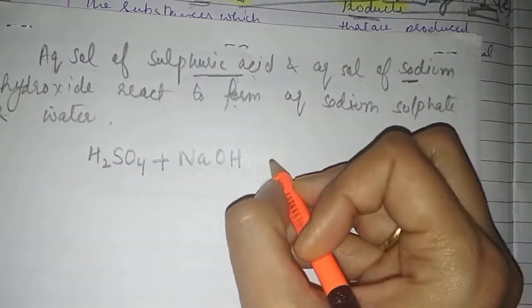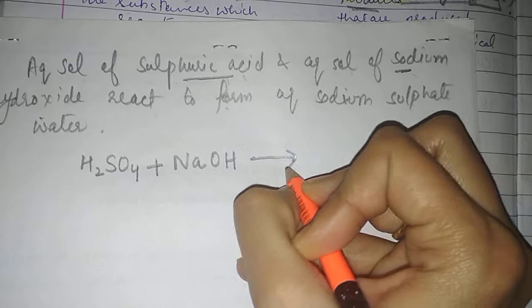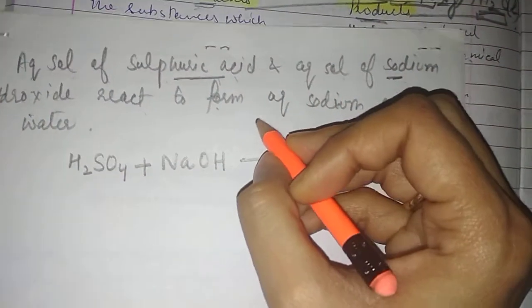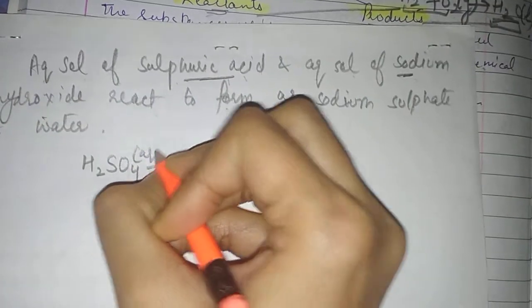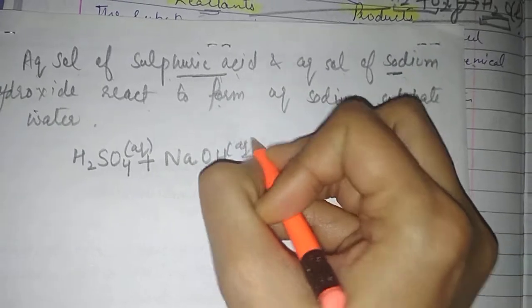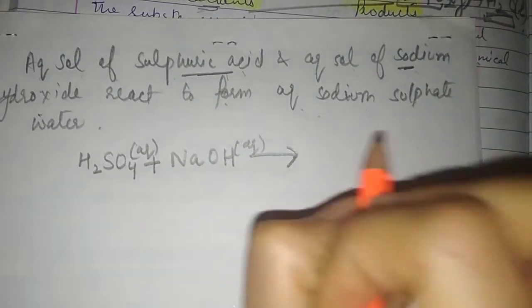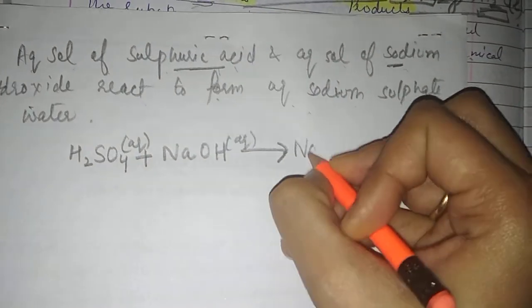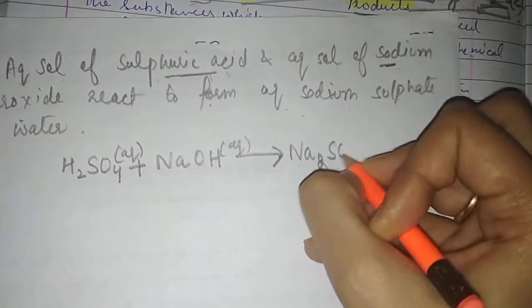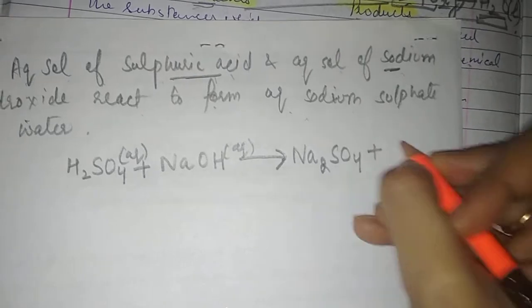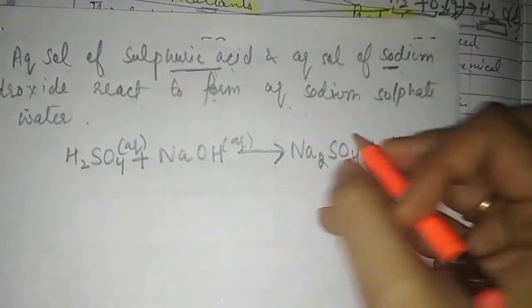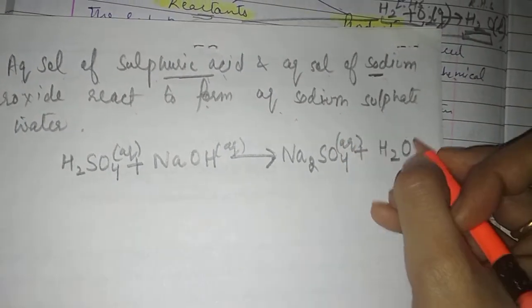In between we put the reaction arrow, to form aqueous sodium sulfate. It is all in aqueous form, so we write AQ. Now the formula of sodium sulfate is Na2SO4, and water. These are also in aqueous form. We have to balance this reaction. How can we balance this reaction? We have to make one table.